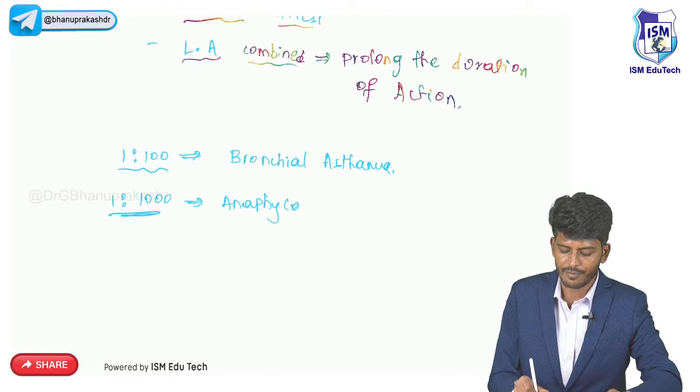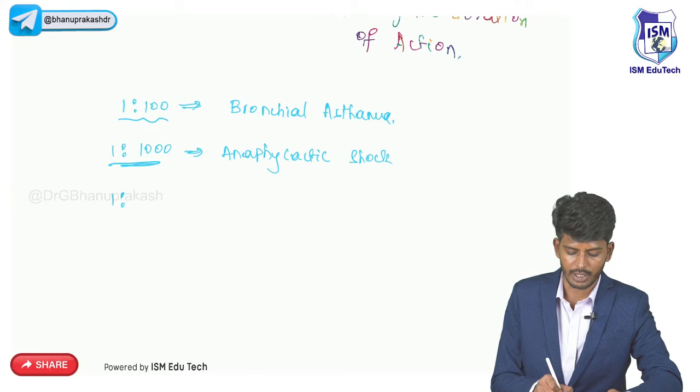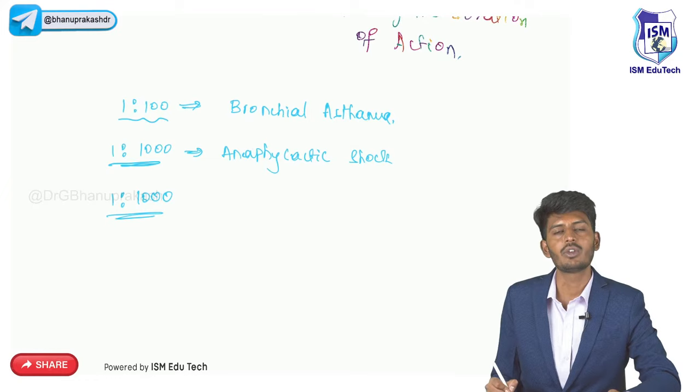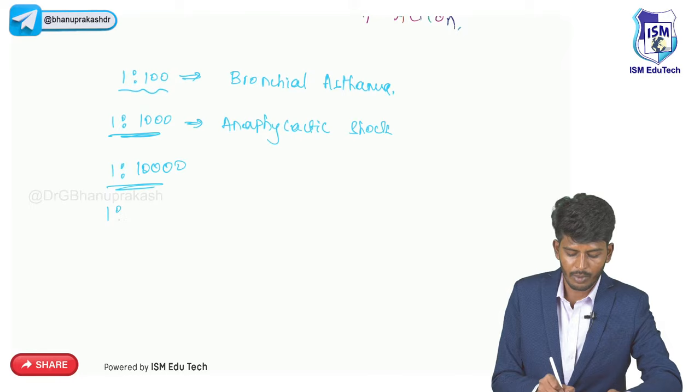Anaphylactic shock, right? Now, apart from that, there is one more thing, your most important thing, that is 1:10,000. We have one dilution of 1:10,000. And there is one more, that is 1:1 lakh. That 1 lakh might vary, so let's keep it here.